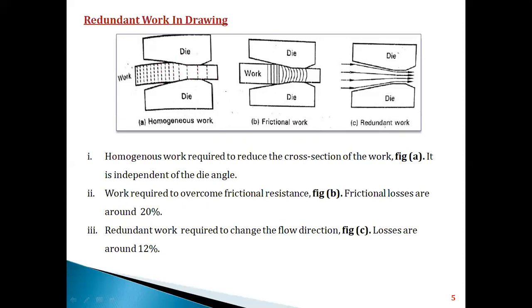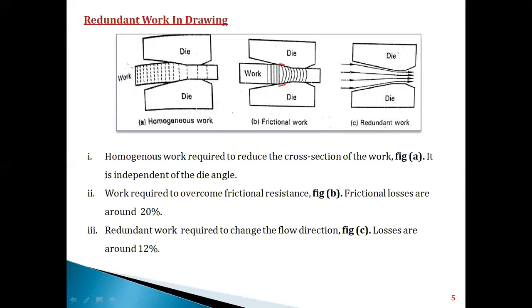Then there is work due to frictional resistance. You can see that due to frictional resistance developed between the die surface and the workpiece, the material flow lines have been misplaced to some distances. So this happens due to some frictional resistance.